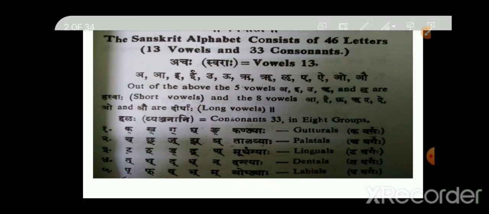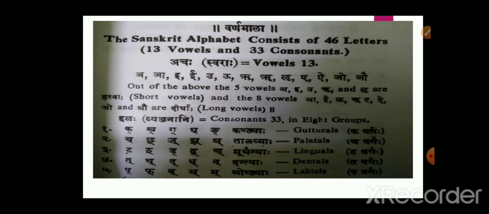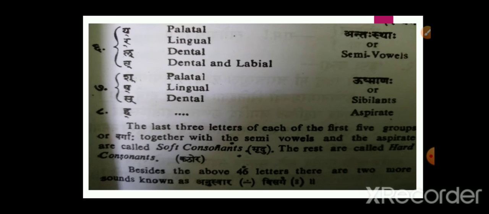And what is the sixth group we have discussed? The sixth group is semi-vowels. The semi-vowels can be called antastaha. We have discussed these 4 semi-vowels, and we have also discussed the seventh group, which are sibilants, also called ushmanaha. There are 3 in number. And the last group is the aspirate, which is only one letter, that is ha.